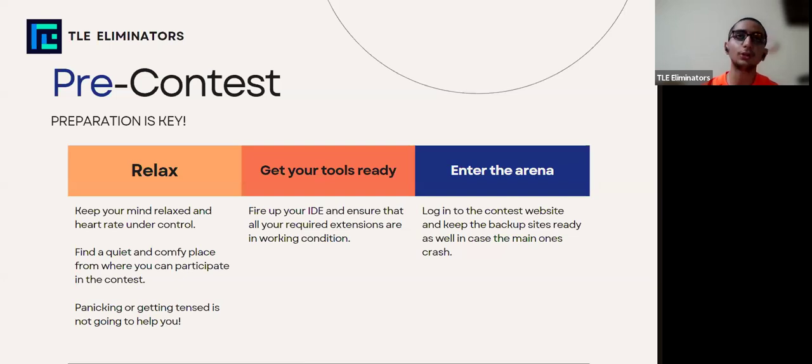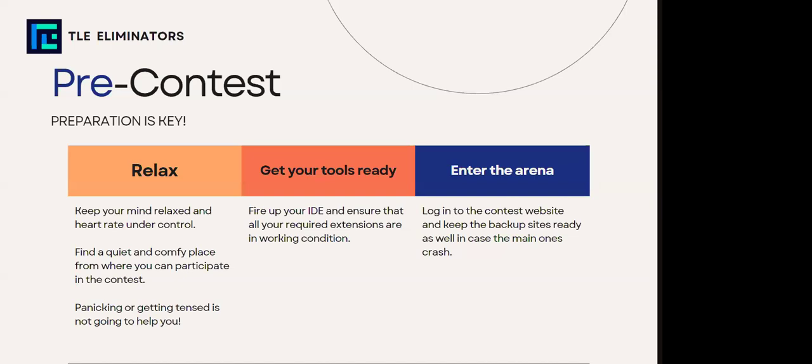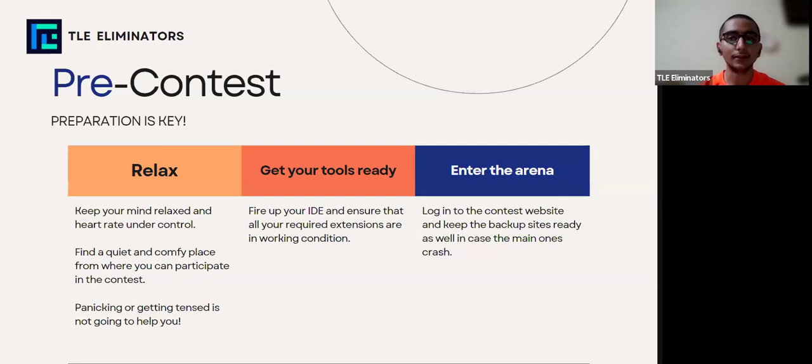So you would not want to get nervous at any point before the contest, and even when the contest starts, you don't want to get nervous even then. There are times when you get nervous, but we'll discuss those parts as well when we go to that section.